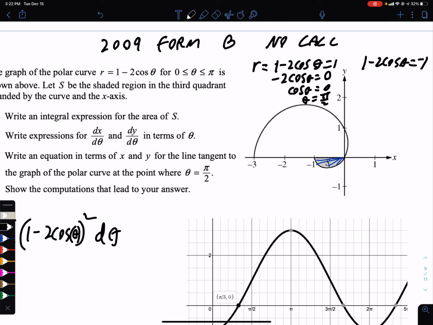So let's subtract 1 from both sides. We're going to get -2 cos theta minus 2. Divide both sides by -2. Cos theta equals 1. Inverse cosine gives theta equals 0, because the cosine of 0 is 1.